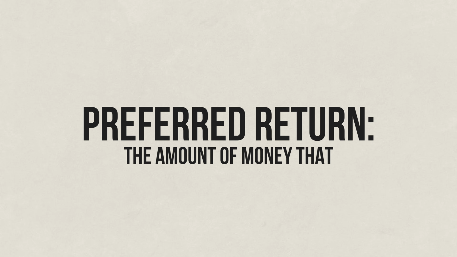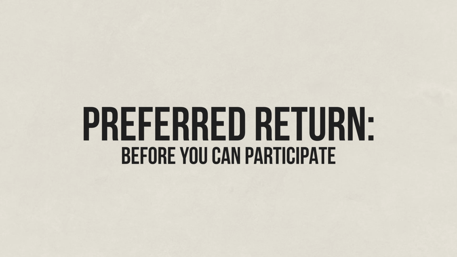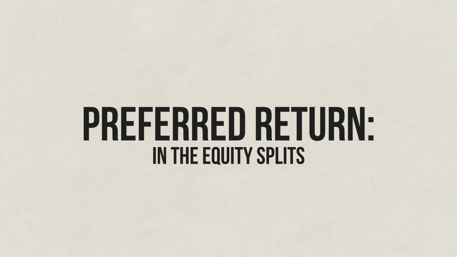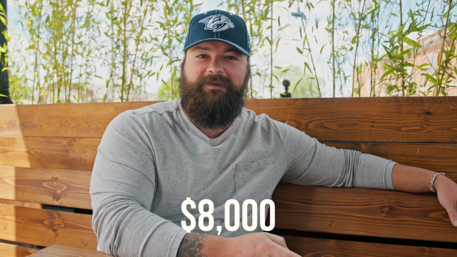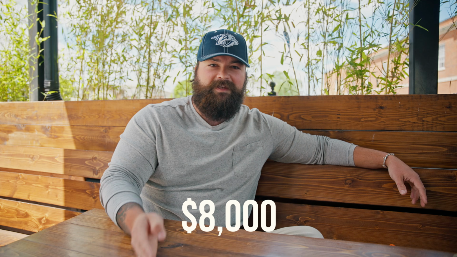Now let's talk about preferred returns. A preferred return is the amount of money that you have to make your investor before you can participate in the equity splits. So let's say you've got an investor with $100,000 and you've got an 8% preferred return. Well, year one, you have to make them at least $8,000 on their money before you can start to see any portion of that 80-20 or 70-30 split. A lot of investors like to have this because it shows that you have skin in the game to make sure that they are making money before you get to really profit from the deal, which means that your views are very much aligned.